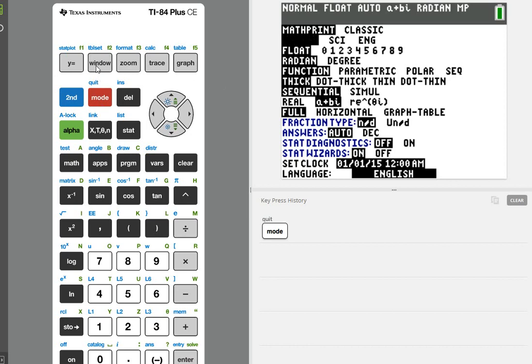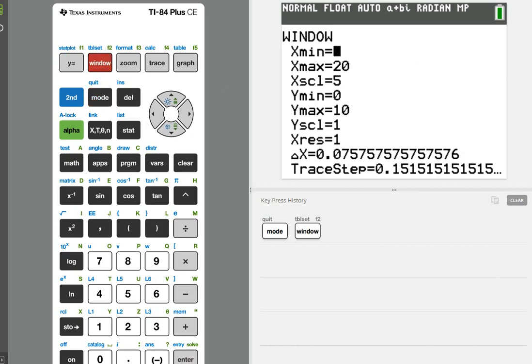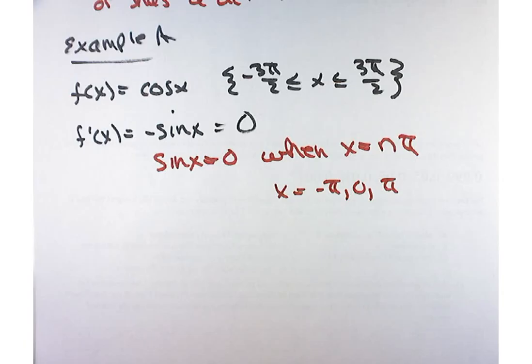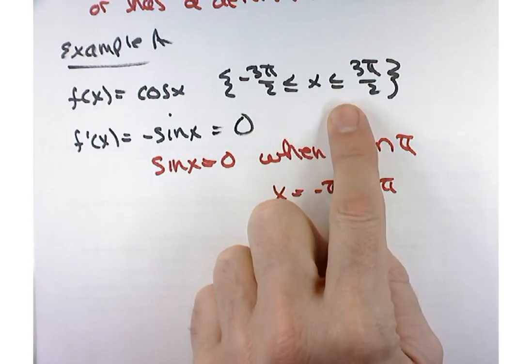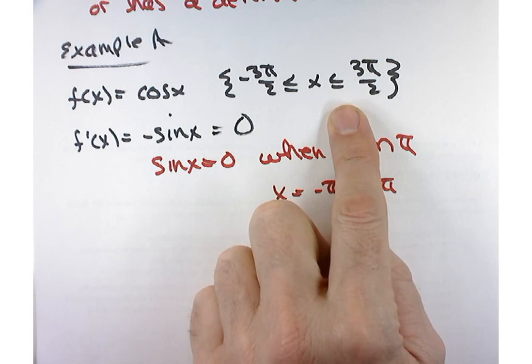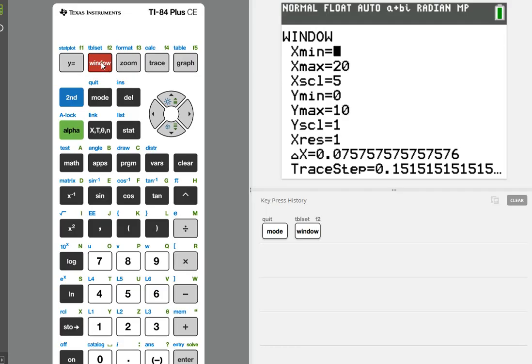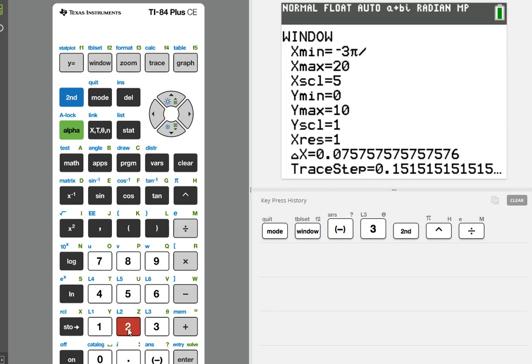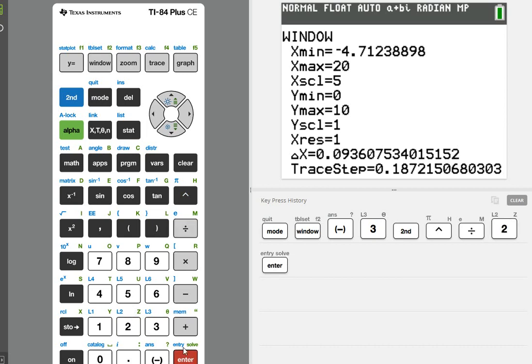Let's also change our window. Since I really only care about the function in this interval, I might as well just use that interval. Negative 3 pi over 2 to 3 pi over 2. So let's change our window up that way. Negative 3 pi divided by 2 to 3 pi divided by 2.